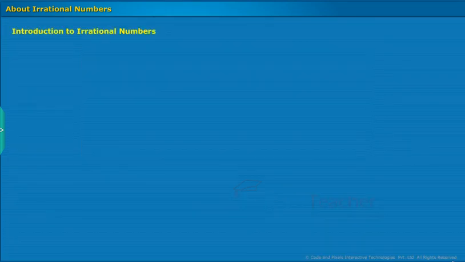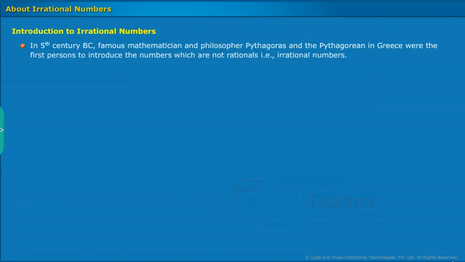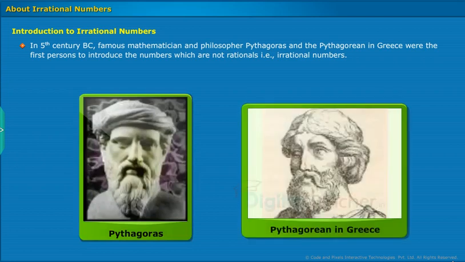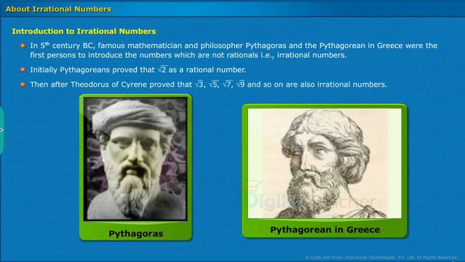Let us see a brief introduction to irrational numbers. In the 5th century BC, the famous mathematician and philosopher Pythagoras and the Pythagoreans in Greece were the first persons to introduce numbers which are not rationals, that is, irrational numbers. Initially, the Pythagoreans proved that root 2 is an irrational number. Then Theodorus of Cyrene proved that root 3, root 5, root 7 and so on are also irrational numbers.